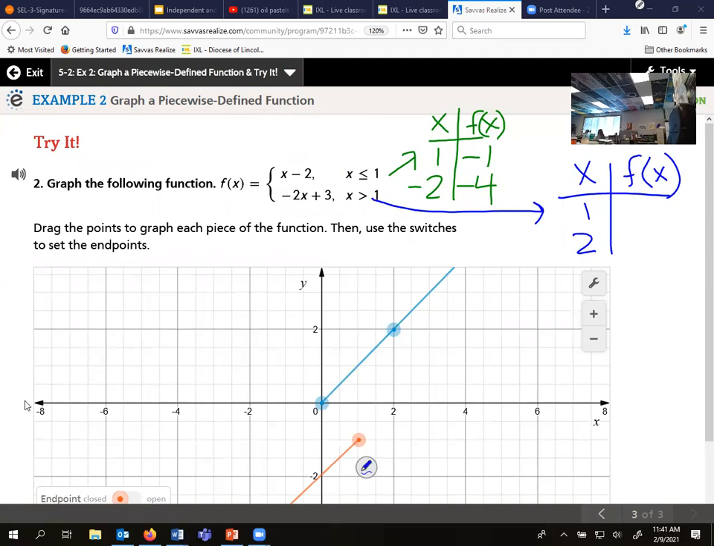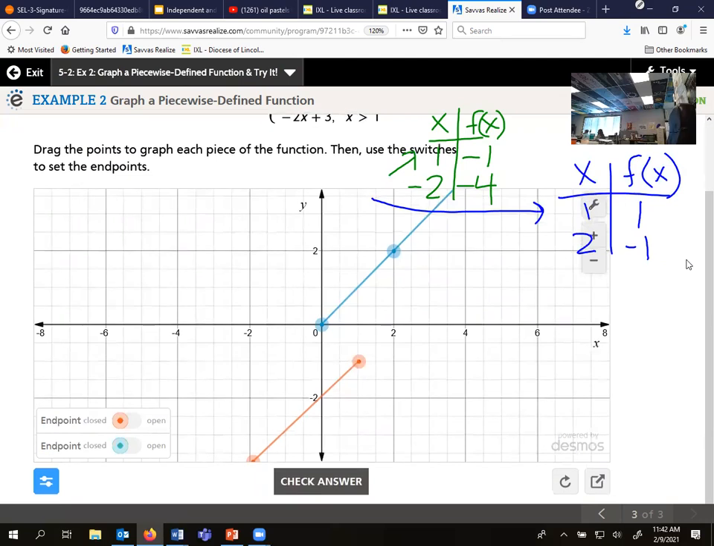-2 plus 3, +1. If we plug in 2, 2 times -2, -4 plus 3, -1. Okay, and then I can plot these points. So my first one is 1, 1, right there. And then my second point is 2, -1. It should be like that.